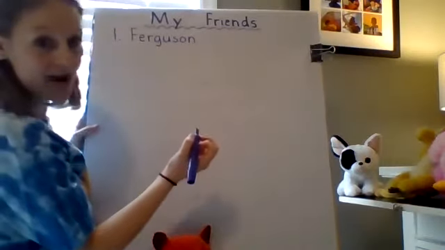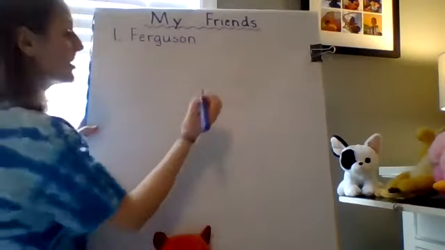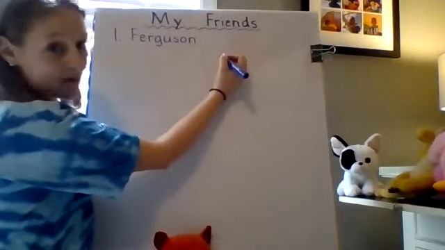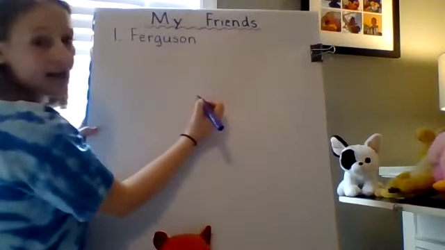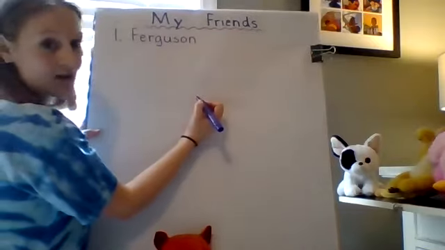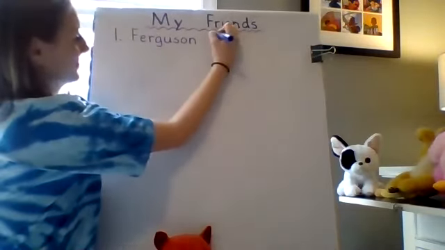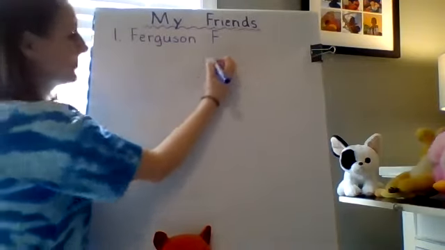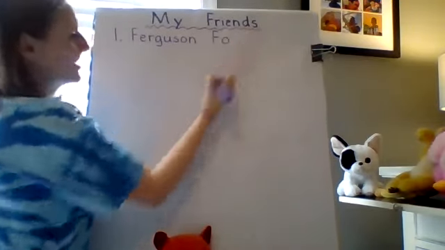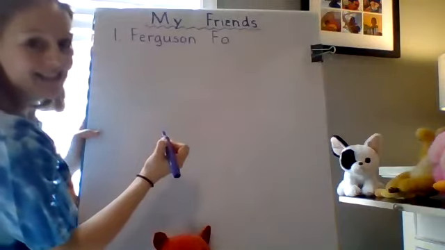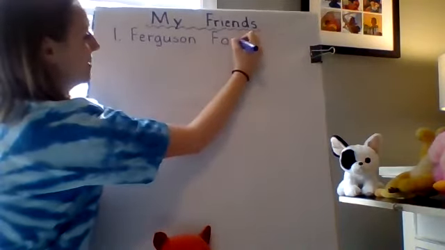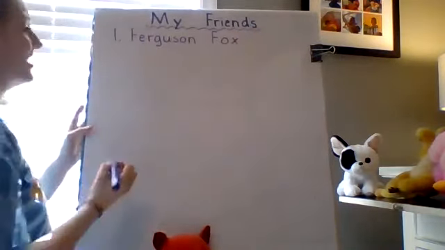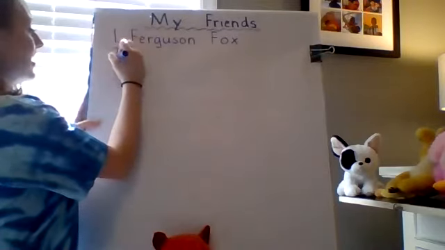But let's try to sound out fox. That's a CVC word. We can sound that out. We're going to keep a capital because it's still part of his name. When I say the sound, you say the letter. Good, F. This is our letter of the week. O. Good, X. F-O-X spells fox. Good.